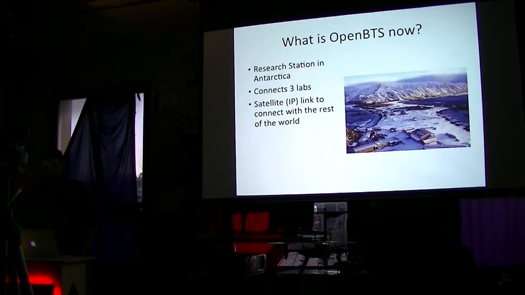A couple more examples, here's another one. This was actually a few years ago. These guys in Antarctica, the Australian Antarctic Division, wanted a cell network. It's on an island called Macquarie Island. I don't know if I'm pronouncing that right, but it's Antarctica. And they wanted a network where they could walk around the base and call each other.